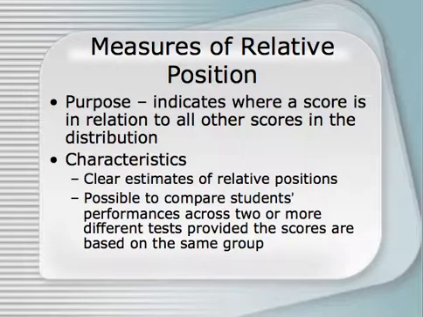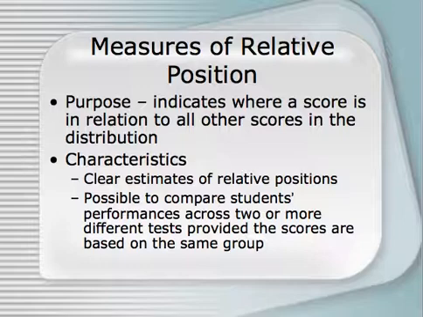Another measure is the measures of relative position. These indicate where a score is in relation to all of the scores in the distribution. It provides a clear estimate of relative position, and you might use a measure of relative position if you want to compare students' performances across two or more different tests, provided the scores are based on the same group. So for example, if you want to compare a participant's scores across two different quizzes for the same participant. Say one quiz uses a scale of 30, so the highest one could achieve is 30, and say the other quiz has a highest score of 50, right?